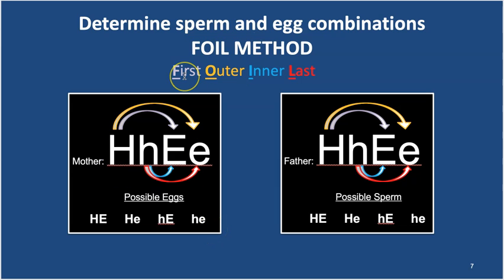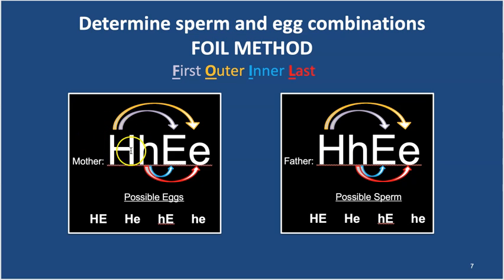So FOIL. First is first. That means that you're taking the first letter from each of the traits. And in this case, that's a capital H and a capital E. So that's first. Outer, you're now going to combine the outermost letters.